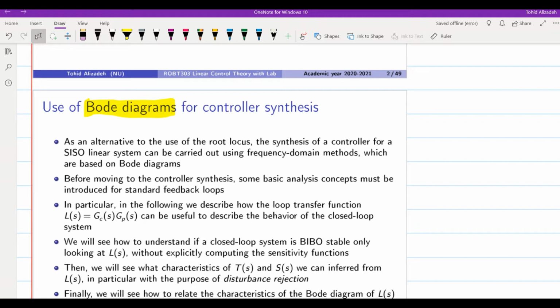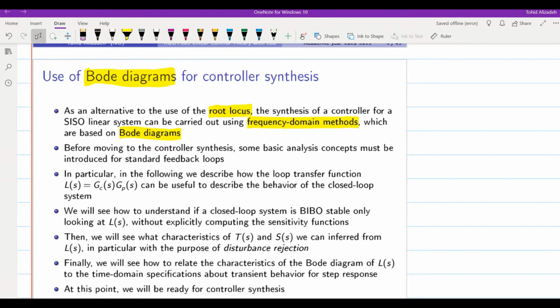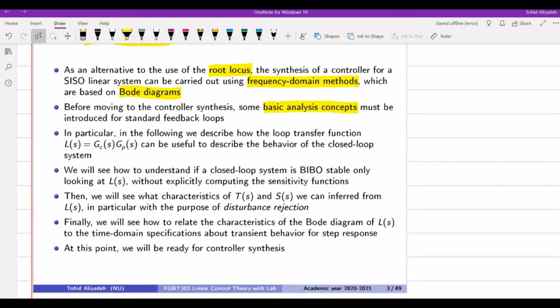So what we are going to study is an alternative to the use of root locus. Right now we know how to analyze the systems using the root locus approach and how to design the controllers using the root locus. But now we will analyze and then synthesize a controller for a SISO linear system using the frequency domain methods, which are based on the Bode diagrams. First, we will focus on some basic analysis concepts, and then we'll move to the controller synthesis.